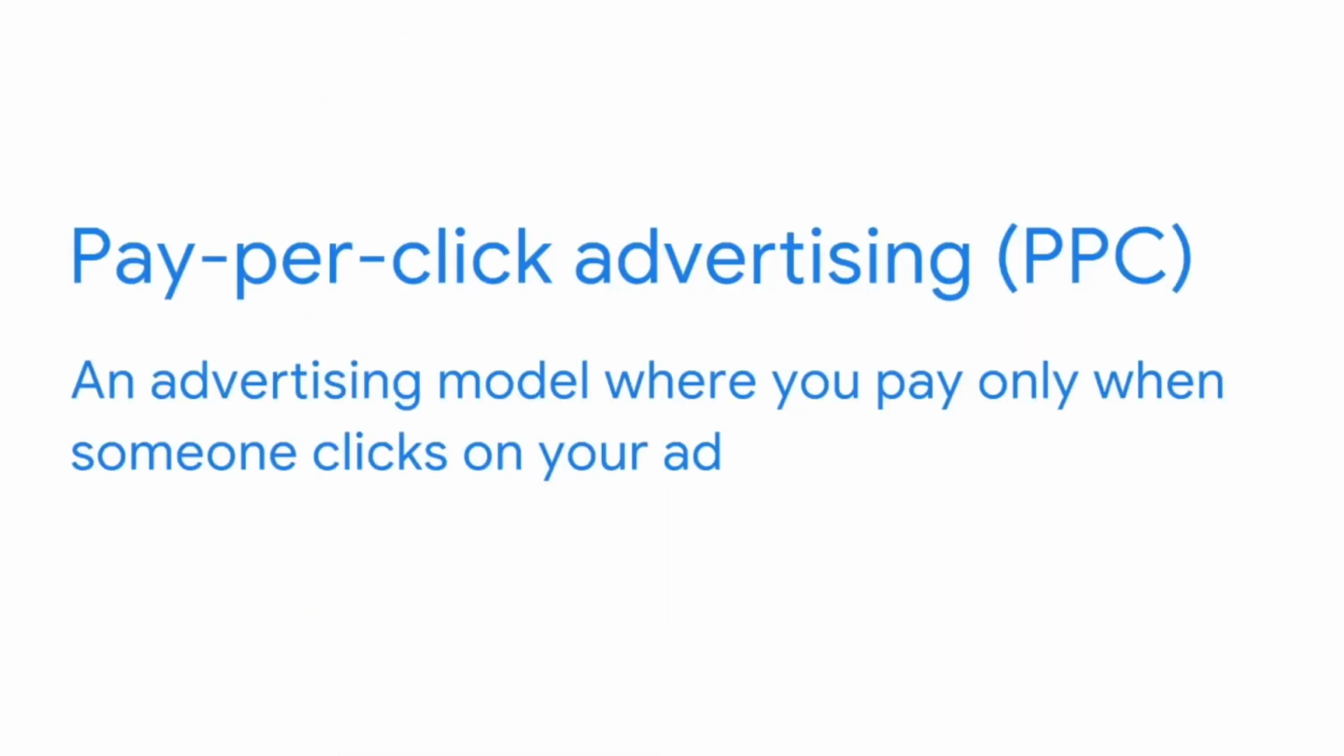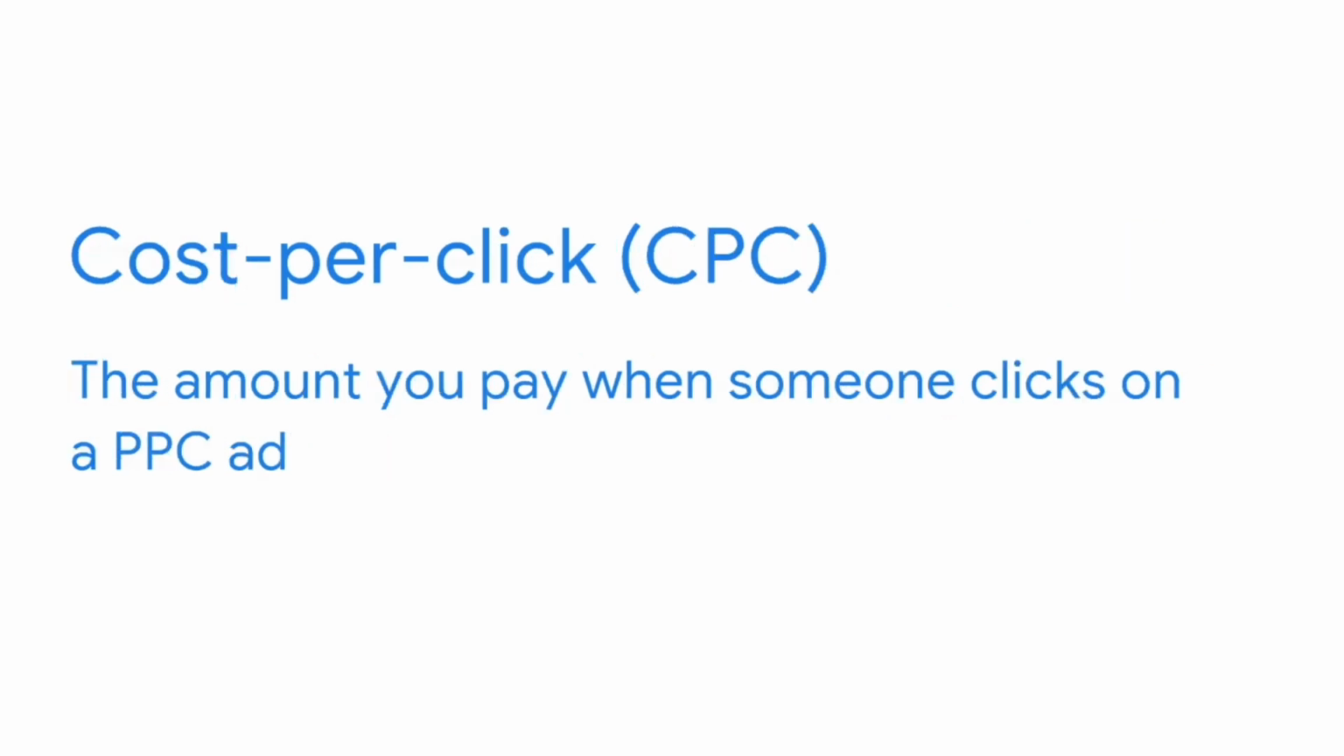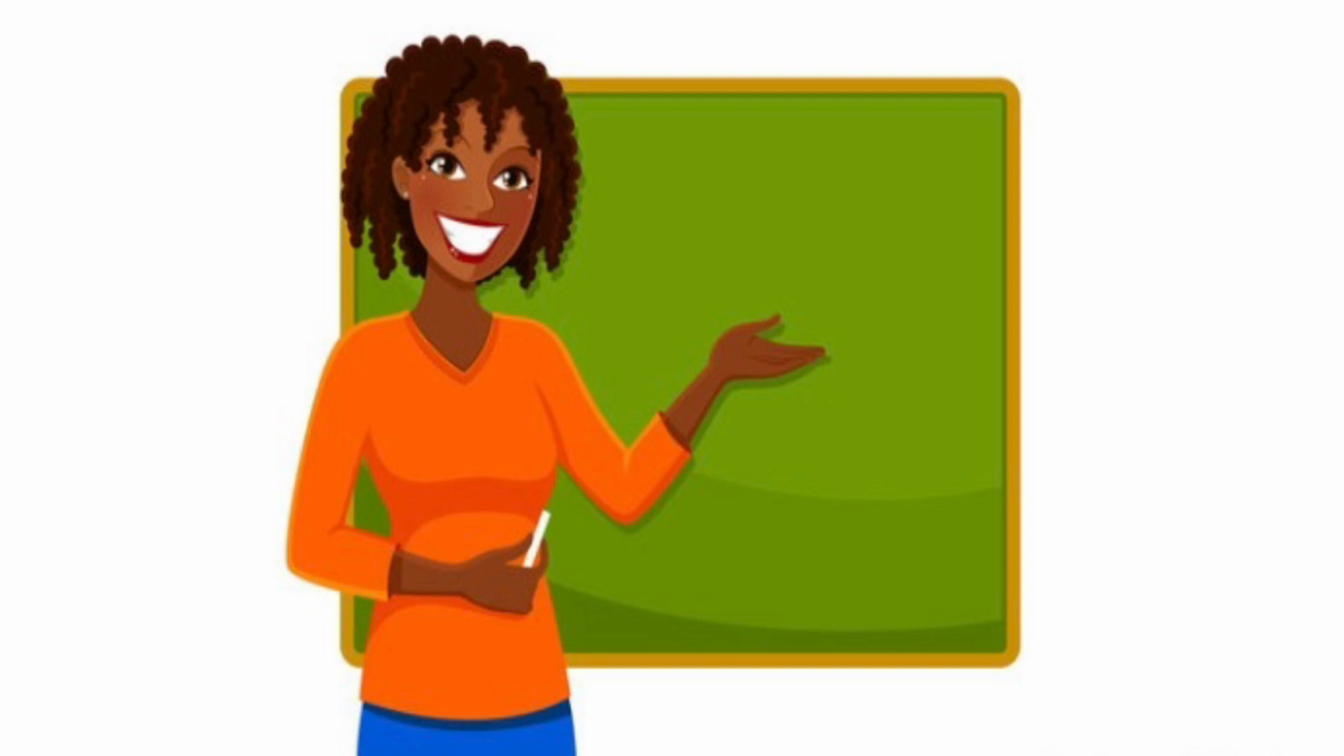This is known as pay per click, or PPC, because you pay only when someone clicks on your ad. The amount you pay when someone clicks on a PPC ad is called the cost per click, or CPC. Now, just like in every other auction, it's possible to lose your bid. That means your ad won't come up every time someone searches for your keyword. Search engines decide which ads to display based on factors like quality and maximum bid amount, and you'll learn more about them later on in the program.